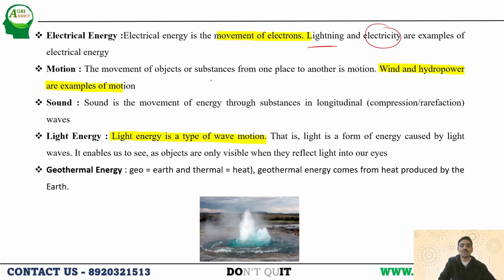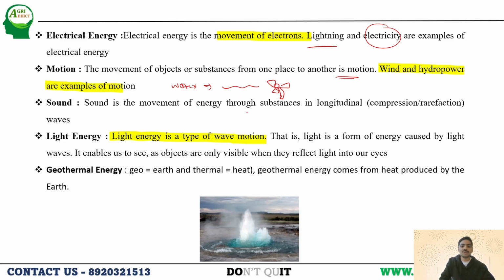Next, motion. The movement of a substance from one place to another. Example will be wind and hydropower, because when air is in motion, wind power is working, and when water is in motion, the turbines are rotating, right? Wind turbines rotate on the surface, in the atmosphere, whereas in water the turbines rotate in the depths. Overall, the energy will be produced.